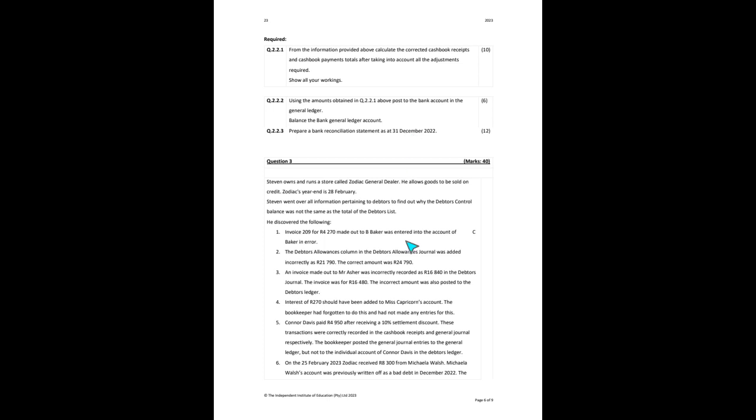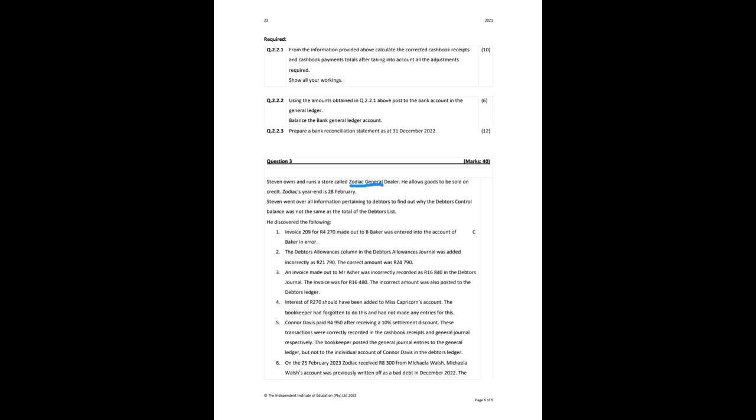Then for our question 3, this was the debtors ledger question. They have told us Stephen owns and runs a store called Zodiac General Dealer. So that is us, it's our business. And we sell, I'm saying we, but this is Stephen, sell goods on credit.